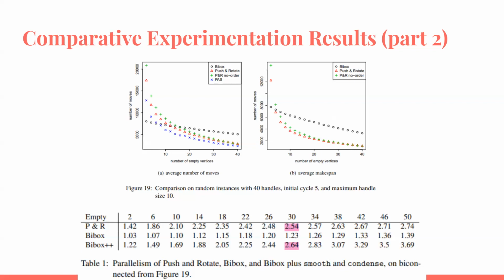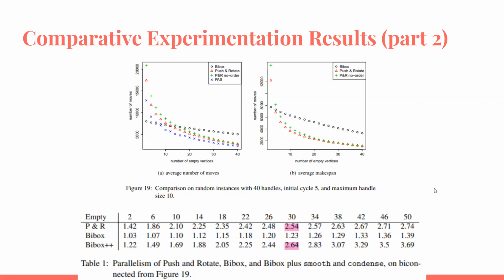And in this case, we can see that although PNS works really well for these instances, it's still only managed to solve 53.9% of the problems. As you can see, it was able to do it in fewer moves than the others. But also in terms of the makespan here, push and rotate, both with the heuristics and without, beats Bibox in this instance.